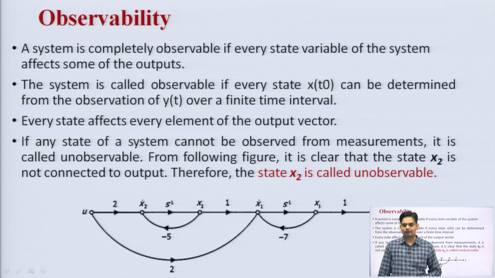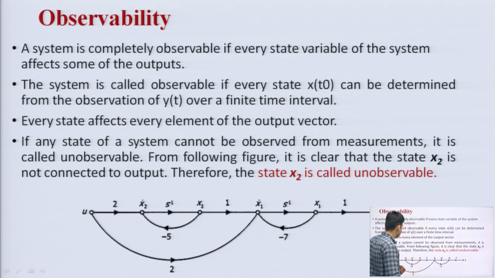Now, in the same way we will look at observability. How my state vector changes the output, this process comes under the category of observation. So, whether the changes in the state variable are reflected in the output or not will be explained by the observability.